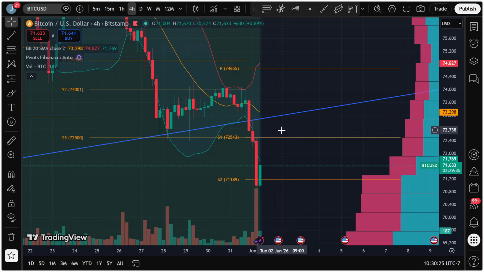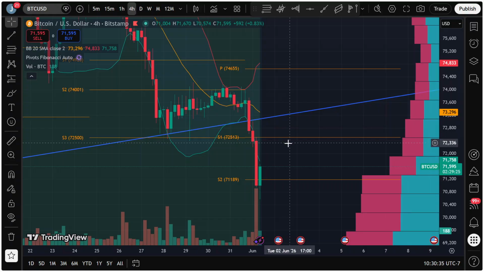So initially speaking, what do we have to look forward to? We lost the 4-hour SMA on Sunday at around 73.5K. It's currently sitting at about 73.3K. Everybody knows 73.8 is the important psychological level in that region, being the March 2024 all-time highs, the ETF all-time highs.